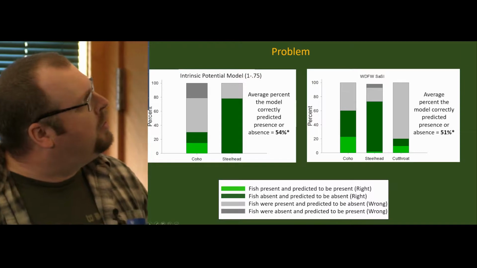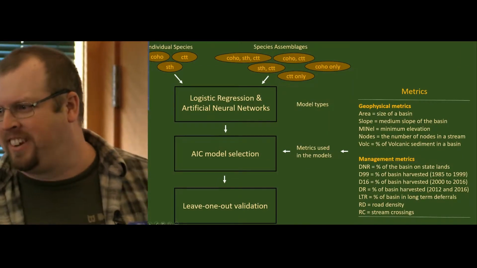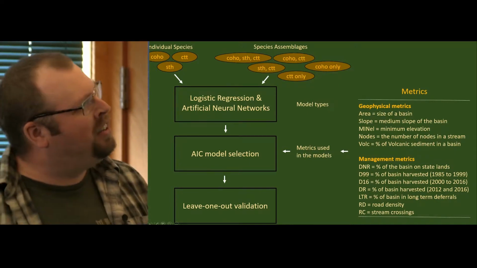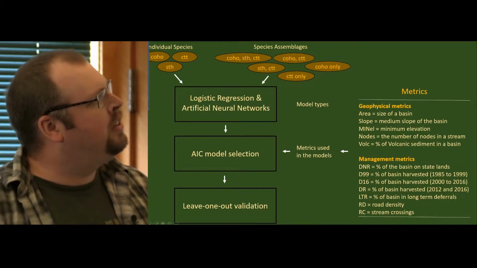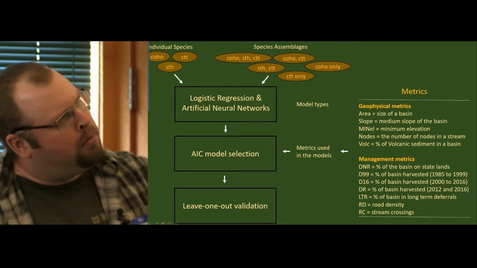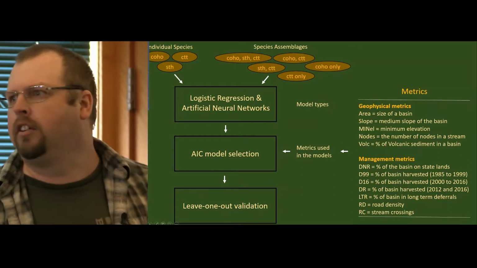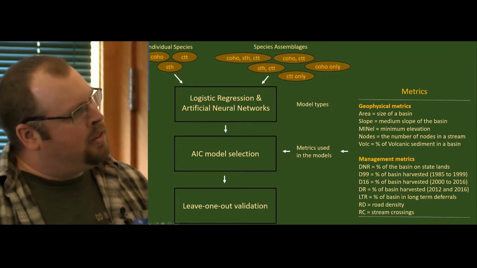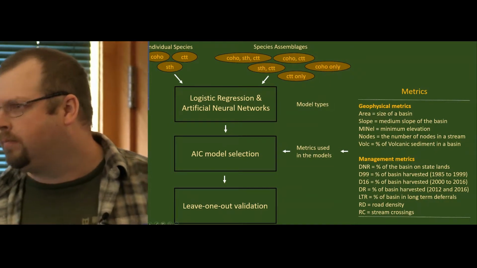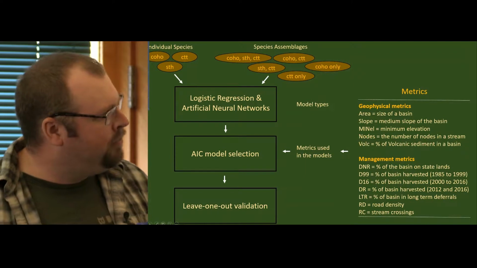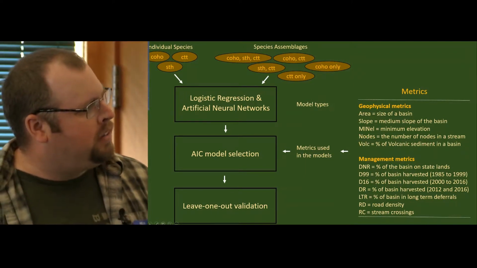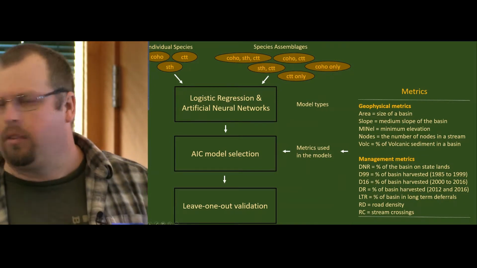So I built models, a lot of models, over 7,000 models. Individual species models, species assemblage models. I used logistic regression and artificial neural networks to predict fish presence. Within these models, I used certain metrics that we could get through either GIS or DNR records, and I picked a combination of these metrics based on the AIC model selection process. I'm not going to get too much into this, but that's kind of what we did. And then I validated the models using leave-one-out validation.